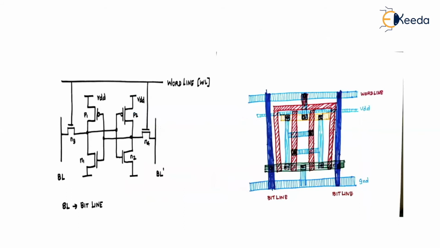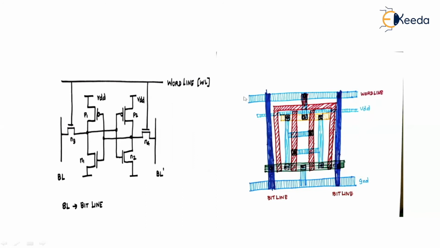Now see, I have just drawn the circuit diagram as well as the layout side by side so that it will be easy for you to understand what I have drawn. See the circuit. There are 2 bit lines, right? Bit line and bit line bar. Here it is represented with 2 colors, which is bit line, and here again a bit line bar. And I have a word line, right? I have a word line.